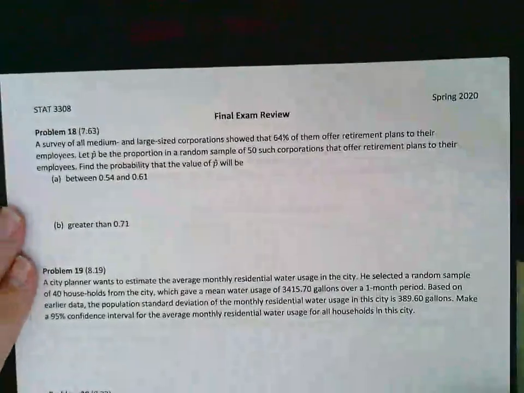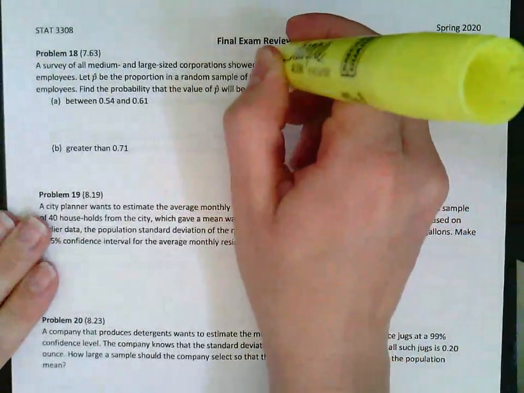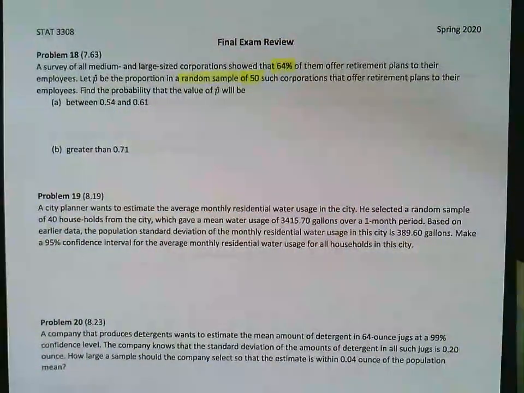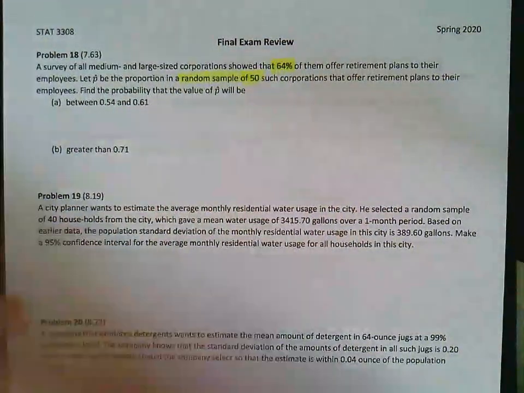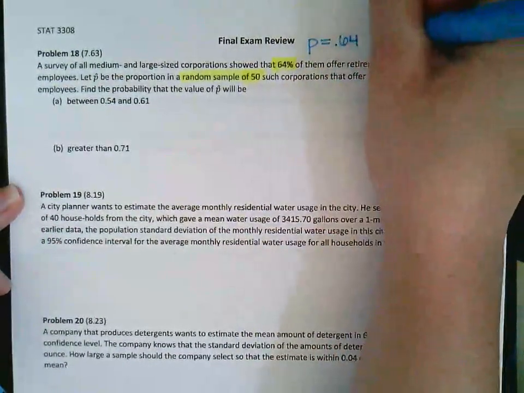All right, continuing with chapter 7, we have a survey of all medium and large size corporations that shows that 64% of them offer retirement plans. Then we let P hat be the proportion in a random sample of 50 who offer retirement plans. Again, this might look at first glance like a binomial model, because there is a probability of success given and an N that is given.